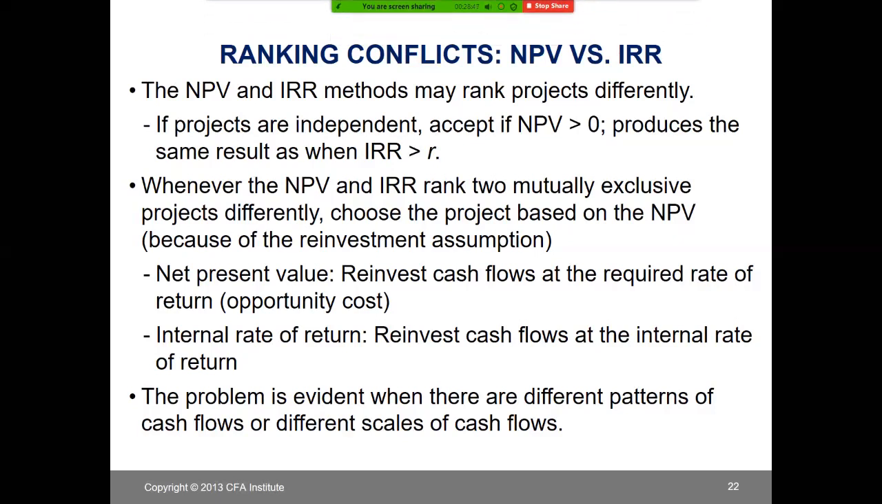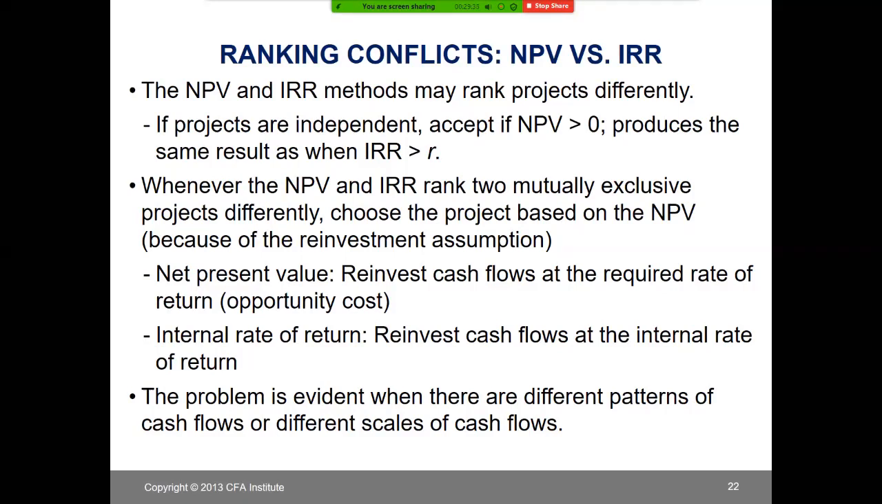Okay, let's go further. Whenever NPV and IRR rank two mutually exclusive projects differently, that means you have to choose only one project. Mutually exclusive means you cannot choose two projects at the same time, even though they give you a positive NPV. So you have to choose only one project, which is more beneficial, more profitable. Of course, more profitable doesn't necessarily mean that you should exceed your budget. Our budget is not unlimited, so we have to choose one project according to our budget.